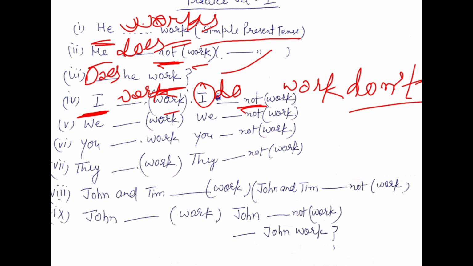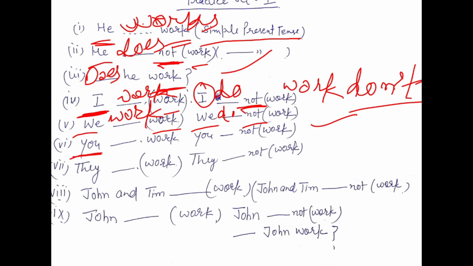Next is we dash work. Your sentence is positive. The main verb is given and your person is first person plural, and with the main verb there is no need to use S/ES in a positive sentence, so you have to write here: we work. Next, your sentence is negative, and you know in negative sentences with first person plural you have to use do. We don't work.